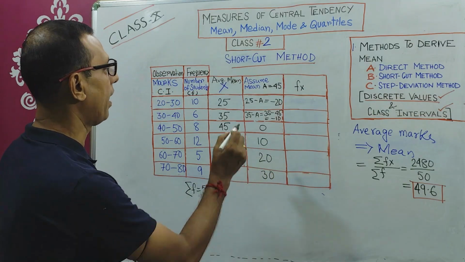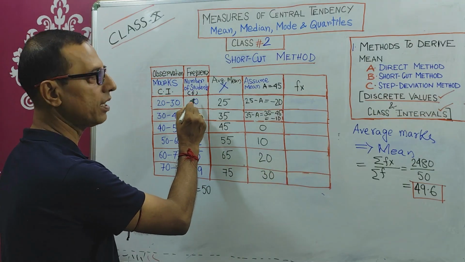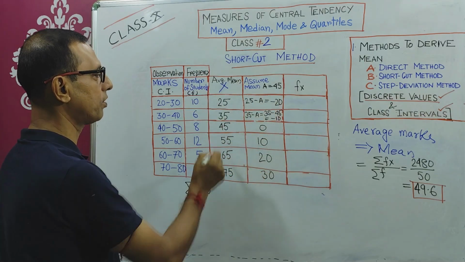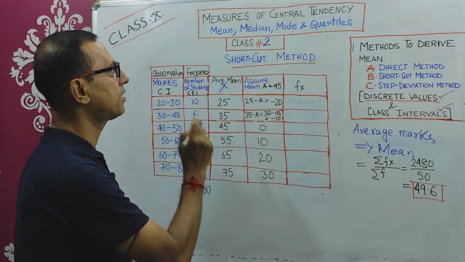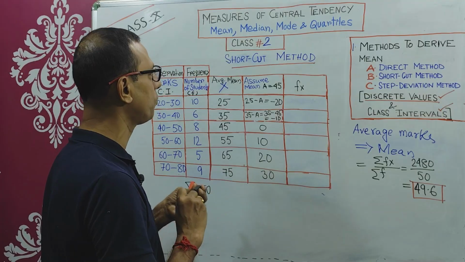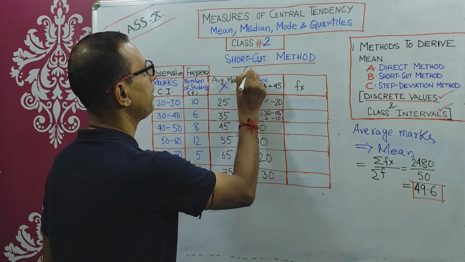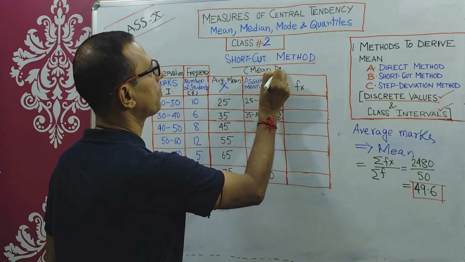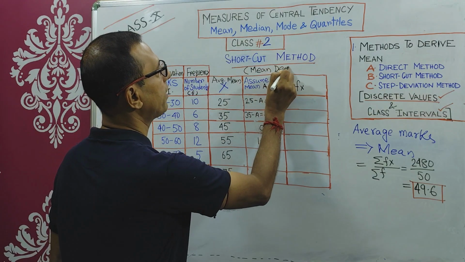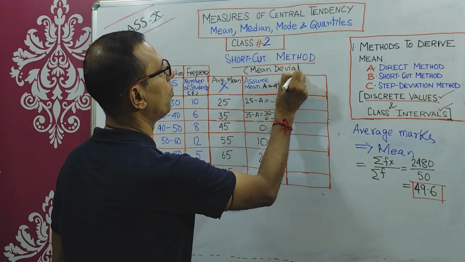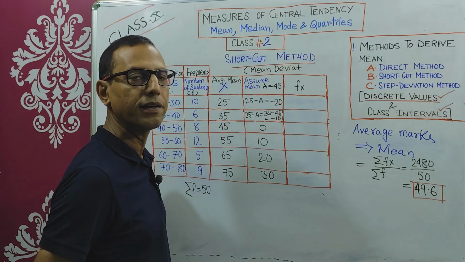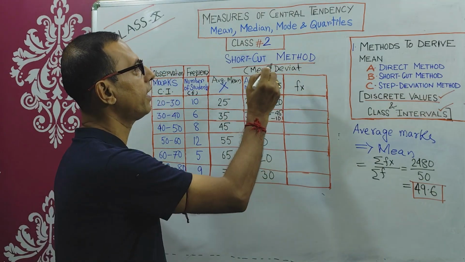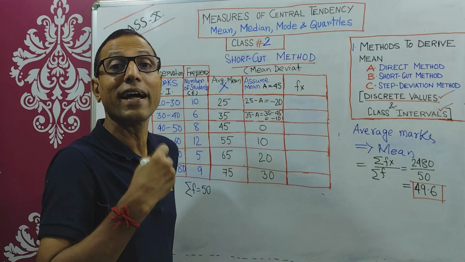Now you will multiply the frequency with these numbers, not with the average mean. So in this shortcut method, what you are doing is finding the mean deviation. This is called mean deviation. This is a very important concept for whoever goes into statistics, analytics, statistical data analysis, or error calculation.